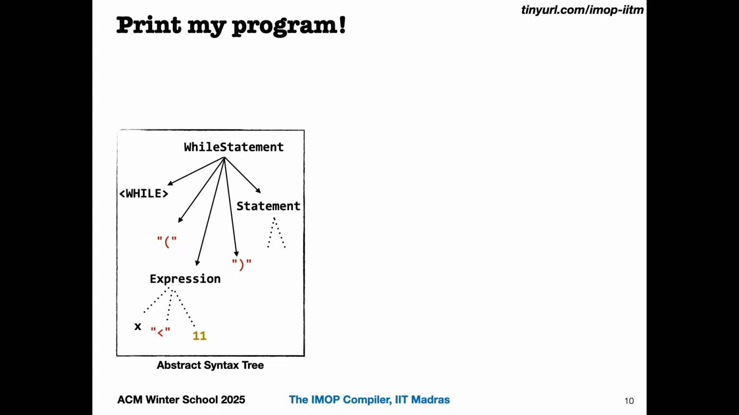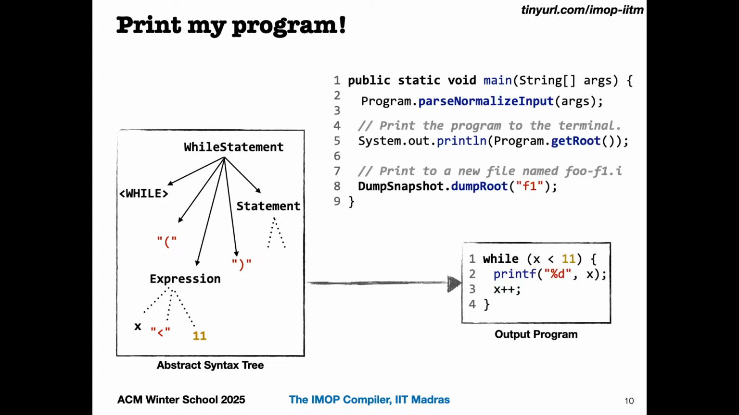Let's see. So let's say this is my AST. This is the same parse and normalize input. Where is the AST stored? In program.root. Program.root has the AST. Now what I'll do? System.out.println program.getRoot. It will print the full AST input back. I can say dump snapshot or dump root to a file called f1. It can write to a file. This will dump to standard output. This will dump to any file of your choice. Is this clear so far?